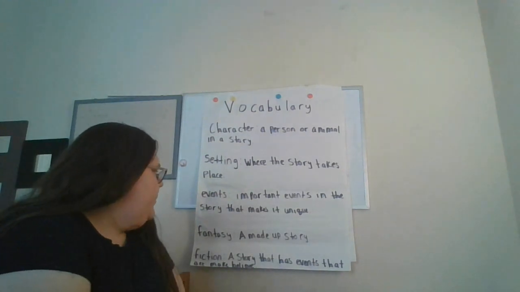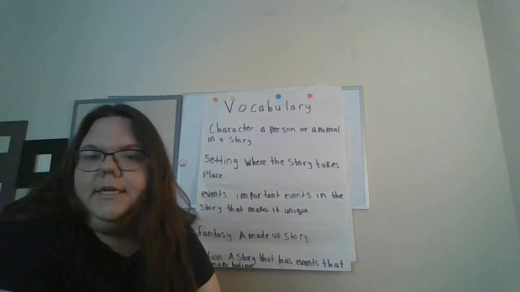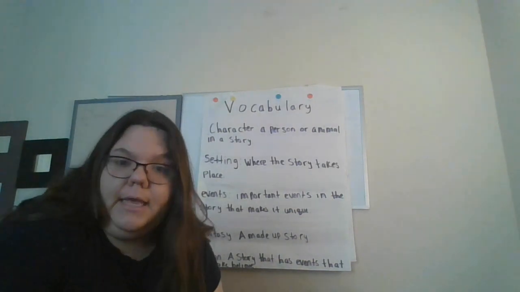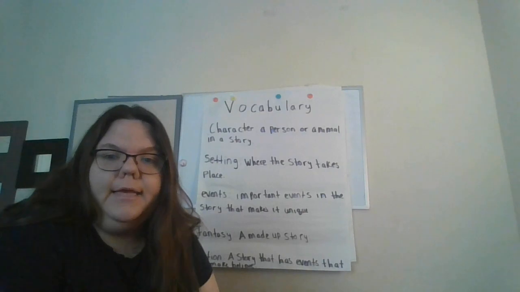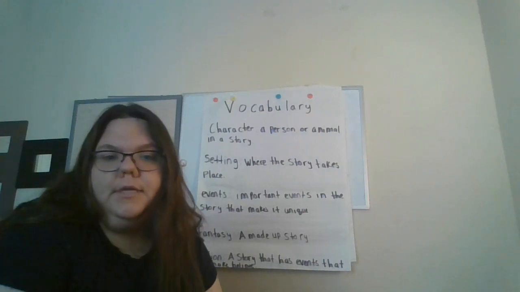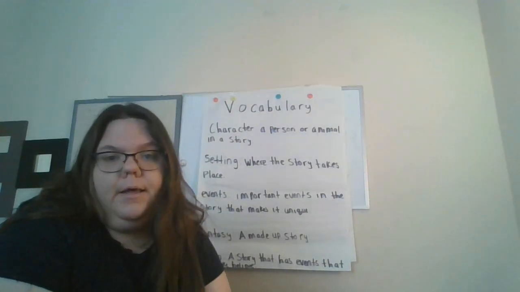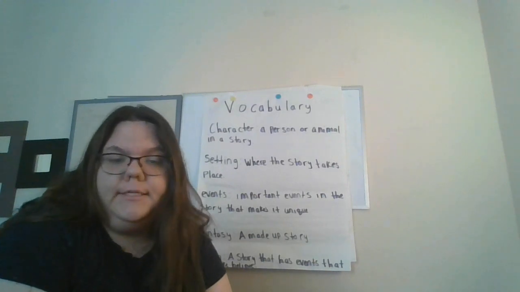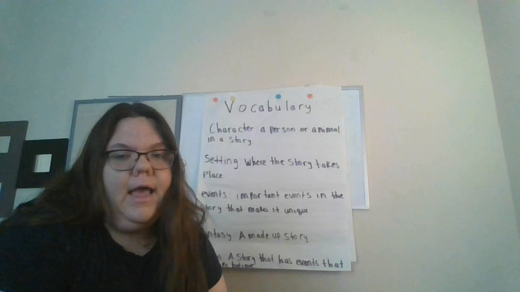Our last vocabulary word is fantasy. Fantasy is a type of story that is made up. It's not real. It has fictional characters. It's a made-up plot. Sometimes it will say something like once upon a time. These are events that would not happen in real life.